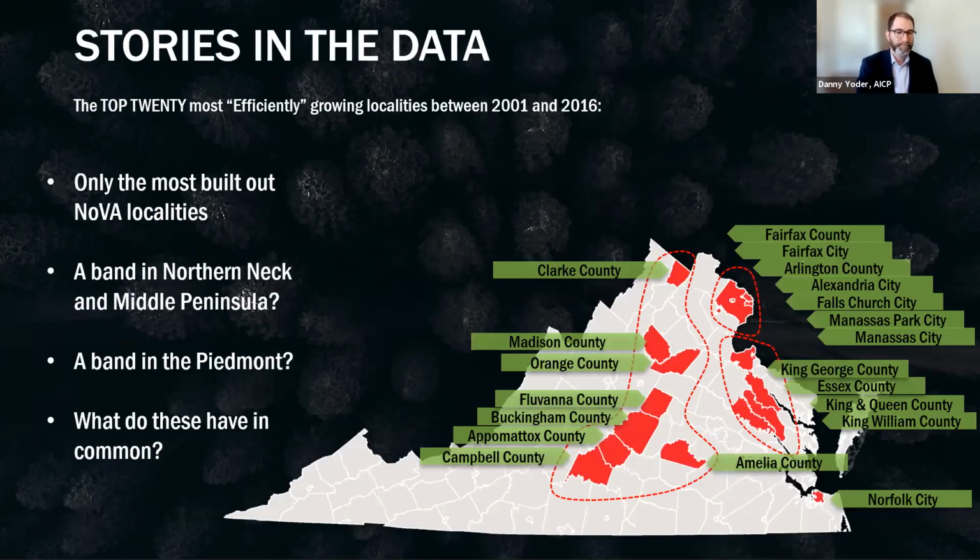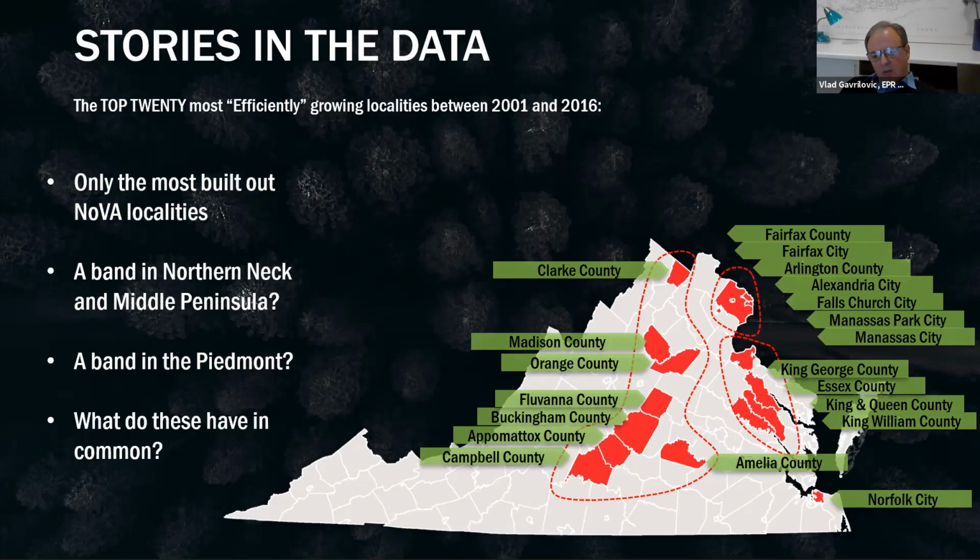Yeah, thanks, Danny. If you haven't guessed already, there's a bit of a quandary, a bit of a puzzle that we want to ask you to help us solve: why we're seeing these patterns, especially if you're one of these localities. So this is mapping the top 20 most efficiently growing localities between 2001 and 2016. You've got a much smaller group of Northern Virginia, basically Fairfax, Arlington, and Alexandria, and then the other cities in Northern Virginia. But then you've got this band in the Northern Neck and Middle Peninsula. Not sure what's going on there. King George, Essex, King and Queen, King William. These are pretty small in terms of population, rural counties.